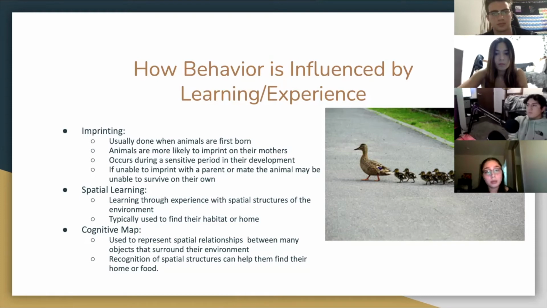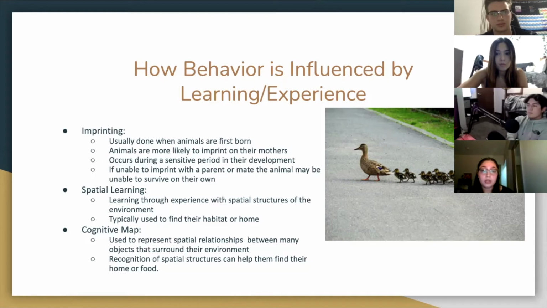And they usually imprint on the mothers, and it occurs during the sensitive period in their development. So mainly whenever they are hatched from the shell. And if they are unable to imprint with the parent, the animal may be unable to survive on their own.